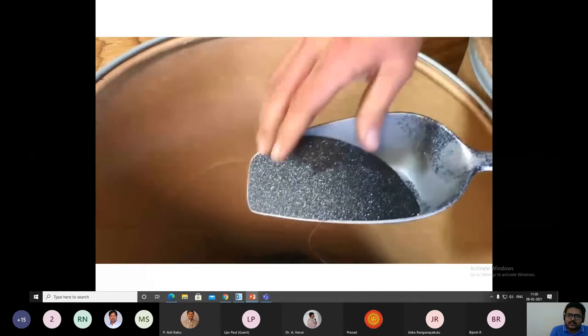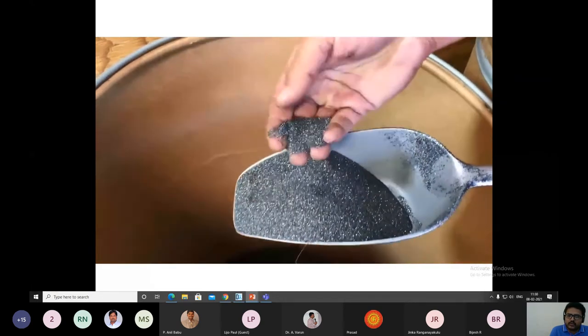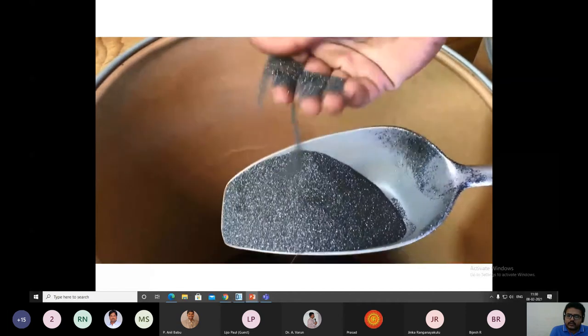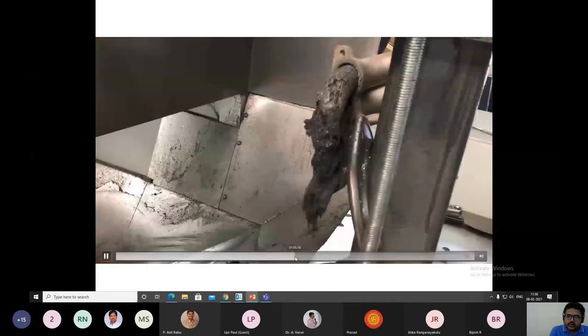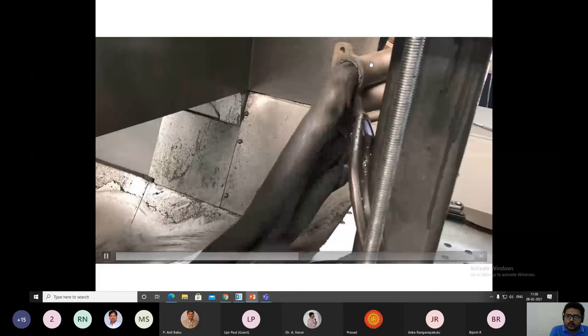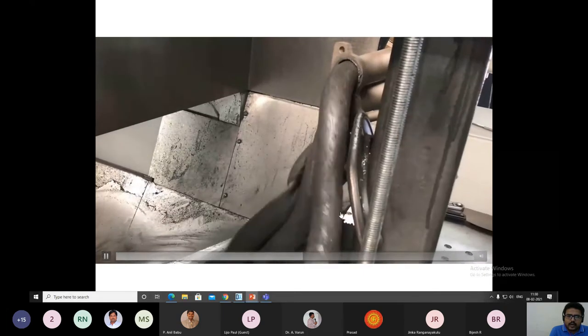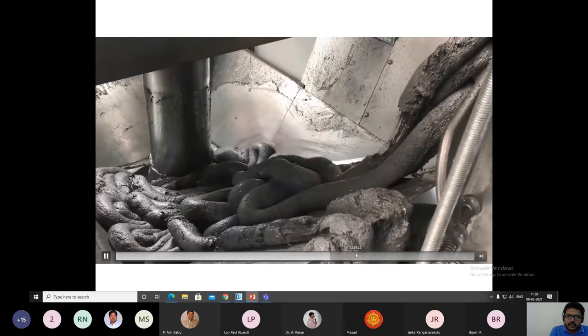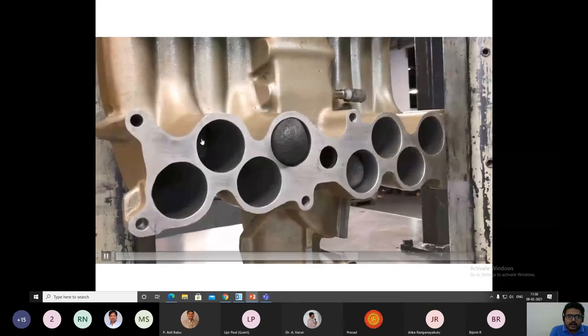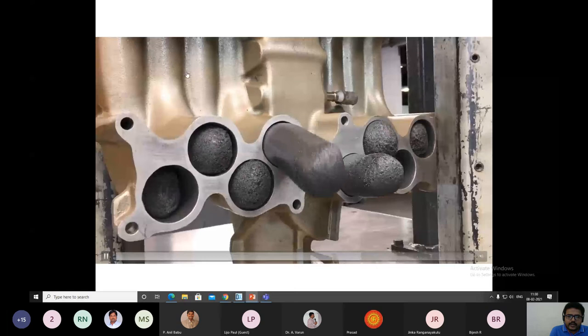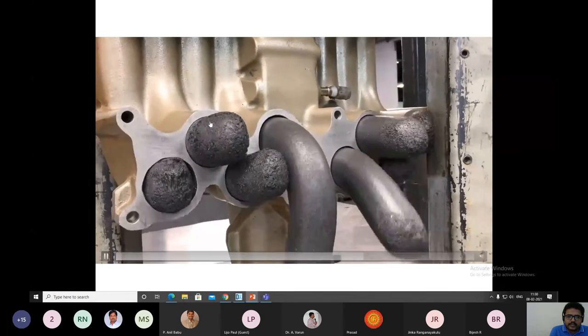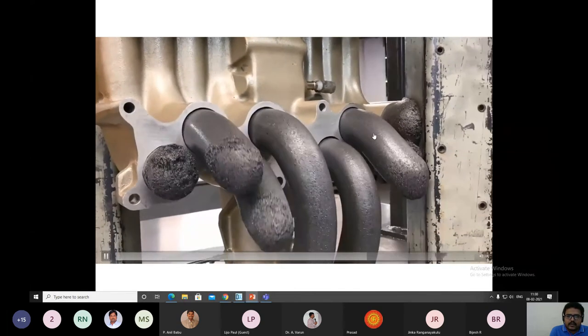Here you can see an automobile component, a manifold, finished by using abrasive flow machining. You can see the multiple holes of the manifold finished by pumping this medium. We call it a medium. By pumping this medium and applying certain pressure, we are finishing.